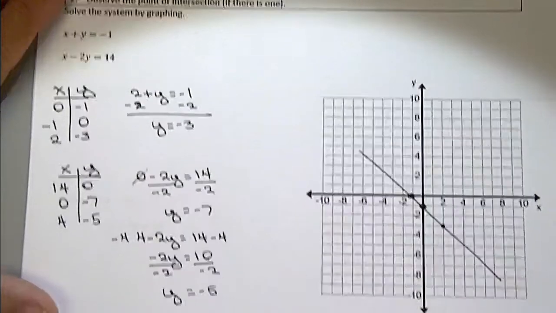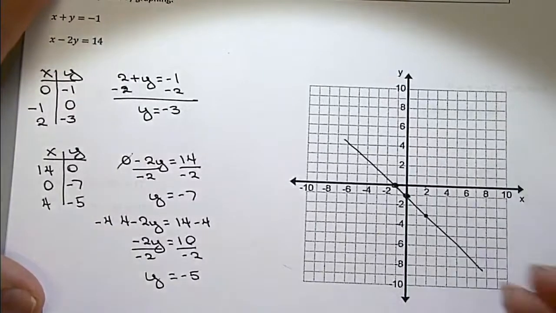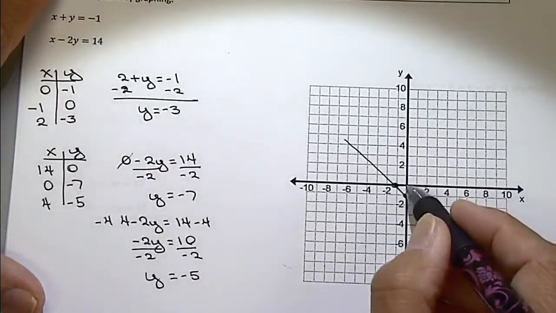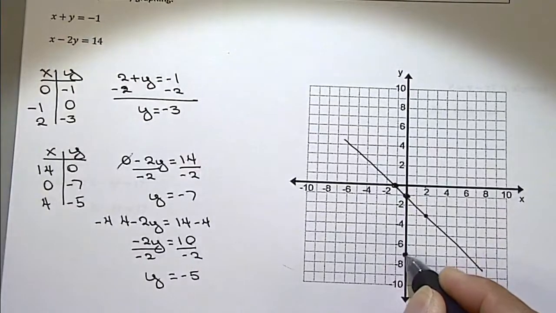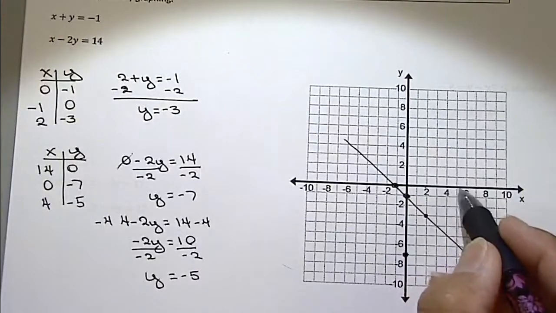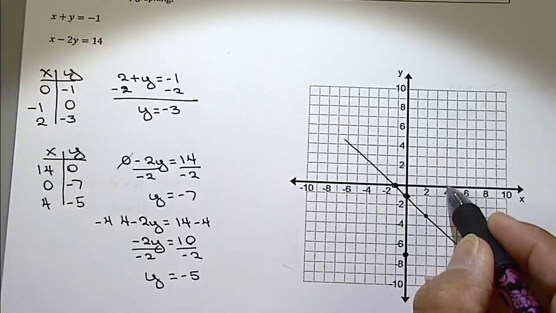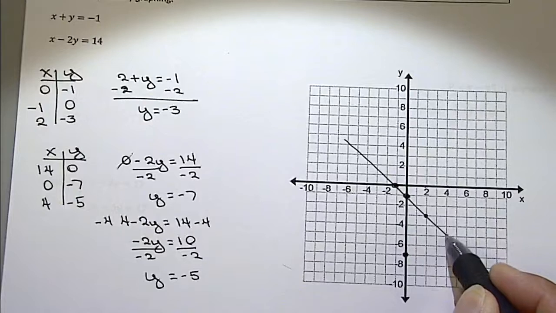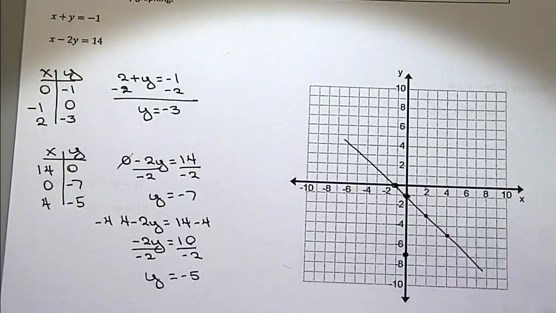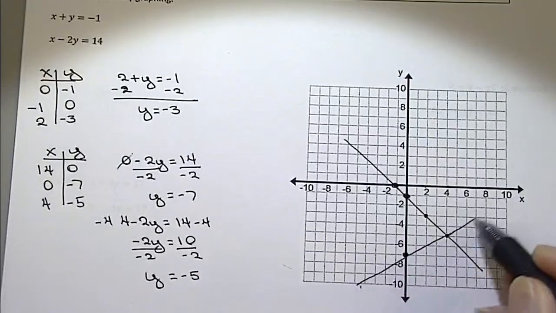And then I plot those 3 points. I've got 14, 0, not going to be able to plot that one. But 0, -7 is down here, isn't it? And then I've got the other one, 4, -5. Where's 4, -5? And 4, -5, look at that, that just so happened. I really didn't plan that. Look at where it is. It's on the other line, isn't it?